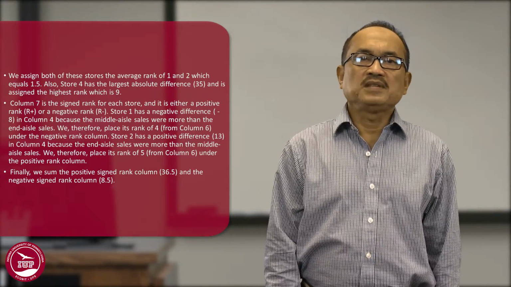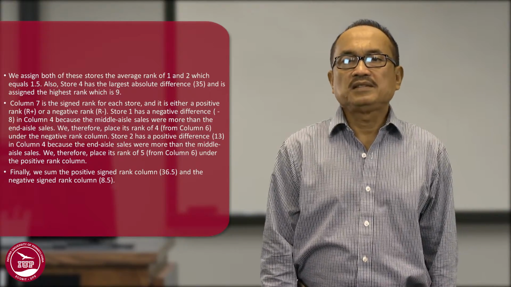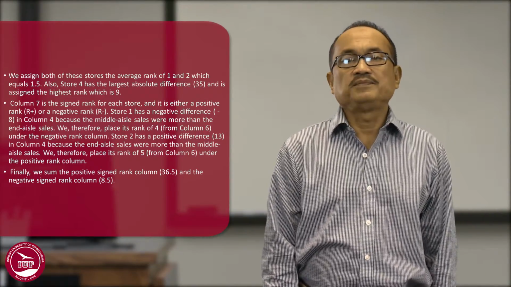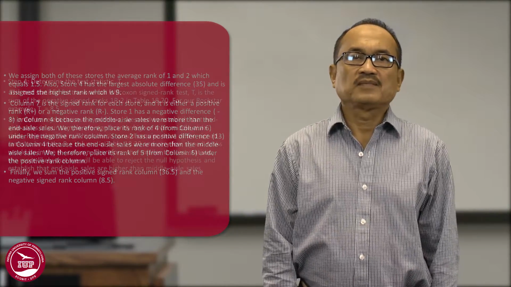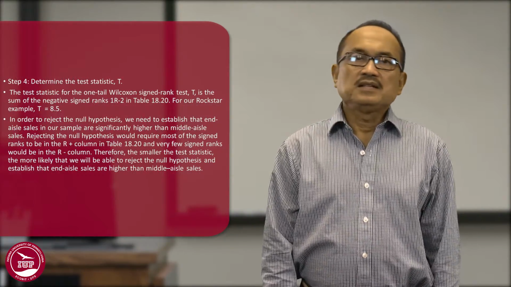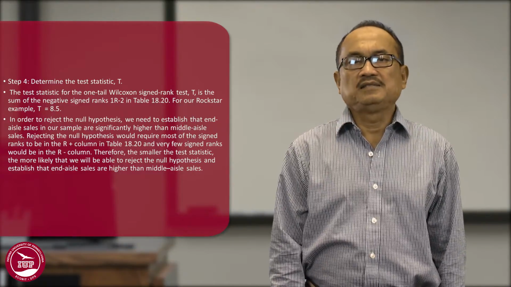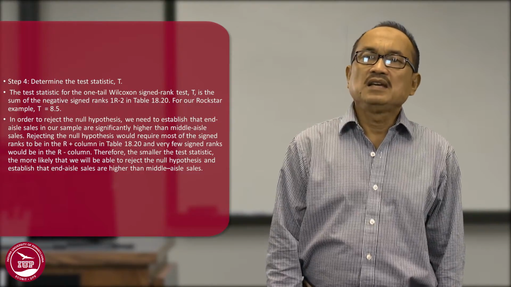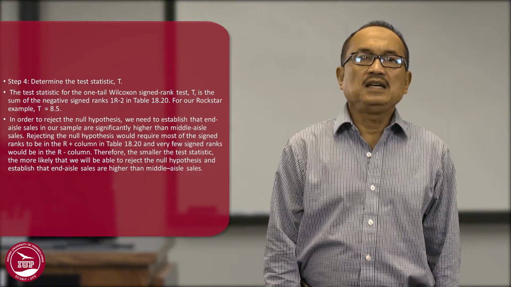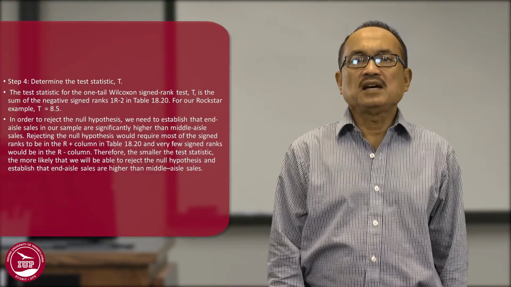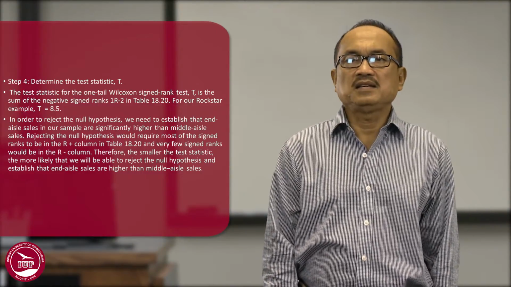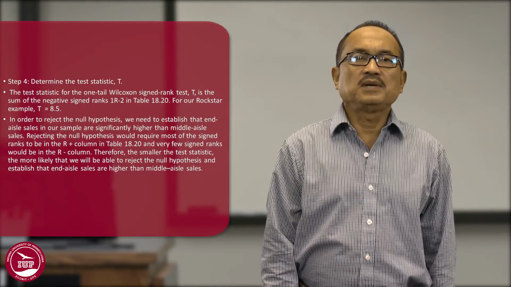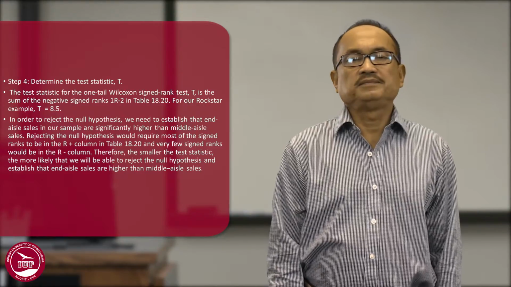Finally, we sum the positive sign rank column, 36.5, and the negative sign rank column, 8.5. Step 4. Determine the test statistic T. The test statistic for the one-tailed Wilcoxon sign rank test, T, is the sum of the negative sign rank, R-, in Table 18.20. For our Rockstar example, T is equal to 8.5.